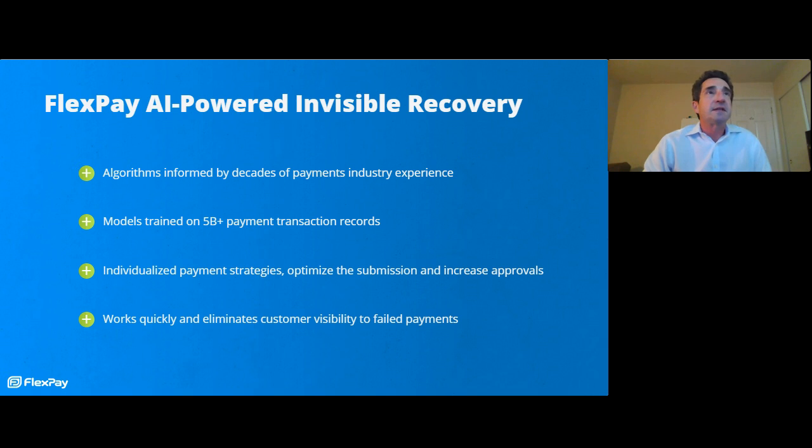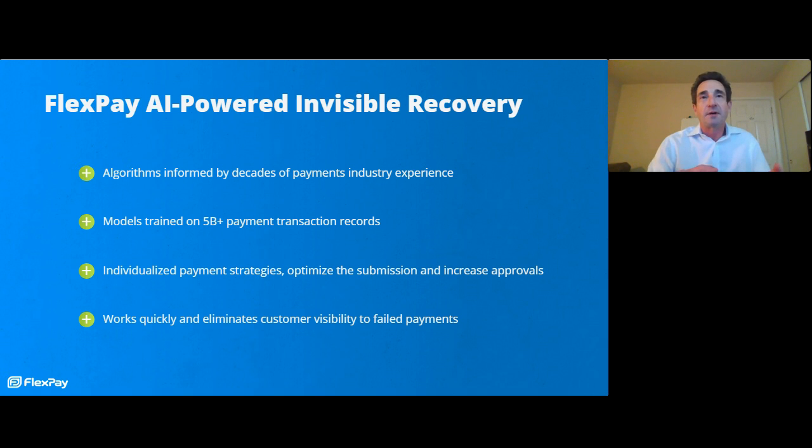So I've introduced the idea of the FlexPay Invisible Recovery solution. To give you a quick brief on what it is, it's an AI-powered solution that's unique in a couple different ways. The algorithms in this solution are informed by over 4 decades of payments industry experience collected within the FlexPay team. This insight and this information about how the industry works is vital for programming the nuances within optimizing recovery.